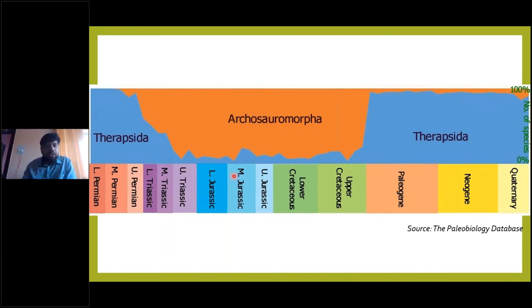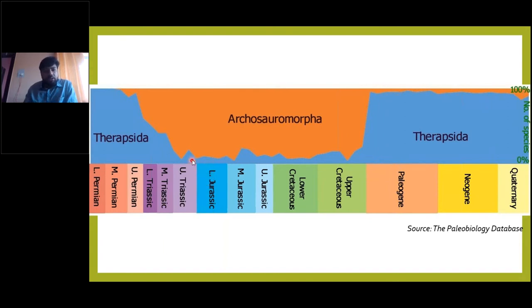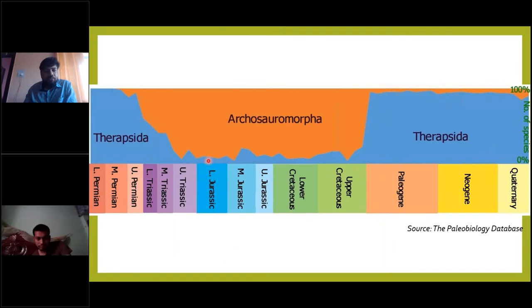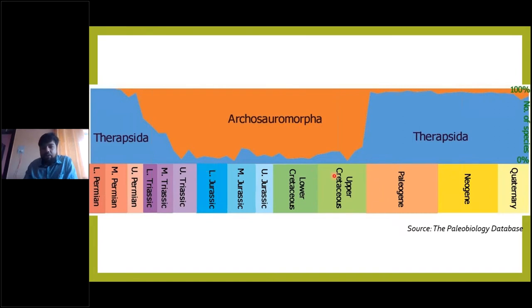They were very abundant during the Permian period, but due to the Permian-Triassic mass extinction event, which was one of the major mass extinction events ever to happen on Earth, well documented by geological evidence, more than 90% of species were wiped from the face of the Earth. And when the Earth started reviving, these therapsids struggled hard to compete with Archosauromorpha, but ultimately Archosauromorpha took over the Earth. They dominated the Earth during the whole Mesozoic era.